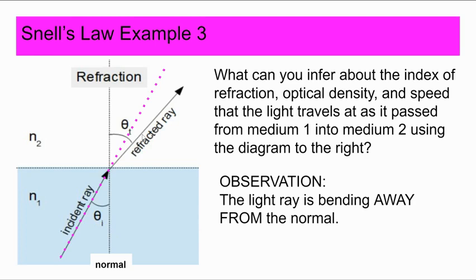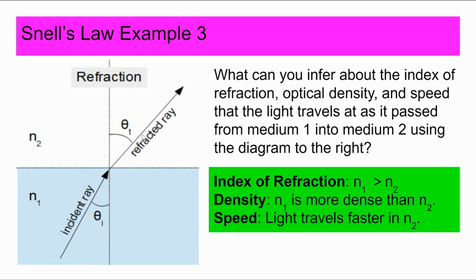So we should be able to say that N1 is greater than N2. In other words, N1 is more dense than the N2 medium. And as light enters the N2 medium, it is speeding up, which is why light is traveling faster and being bent away from the normal.